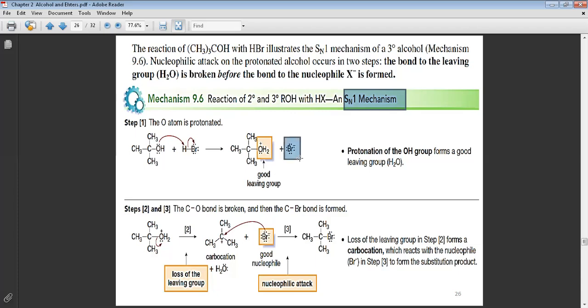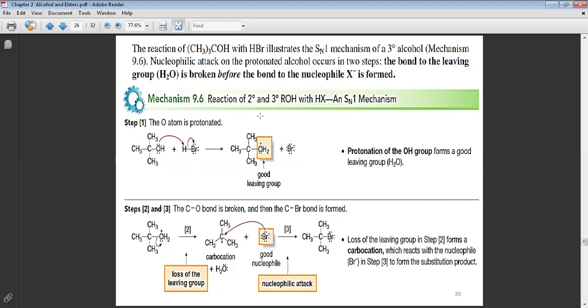Is Br minus stable or no? Not stable, negative. But we know the halogens have high electronegativity. Okay, high electronegativity means it can make the negative charge slightly stable. That means Br minus, Cl minus, I minus, F minus, all these negative charges are stable because of the high electronegativity of the halogen. Now, this is a good leaving group, yes? H2O plus, good leaving group.